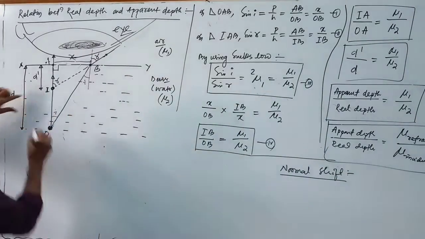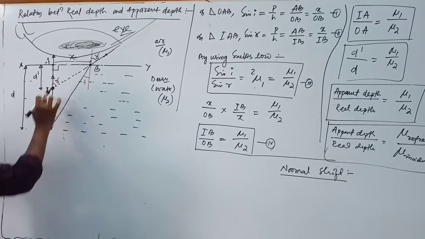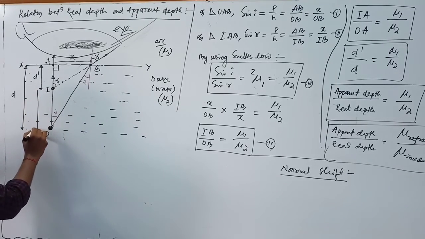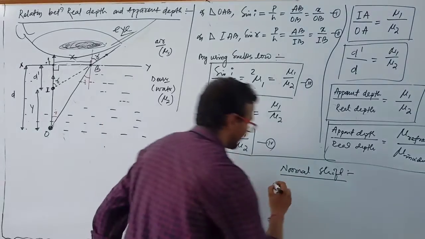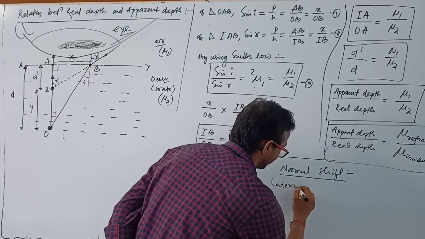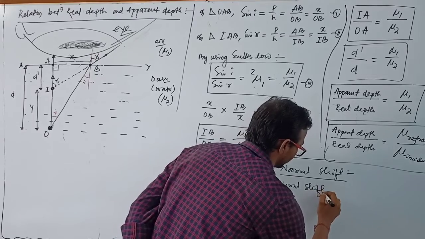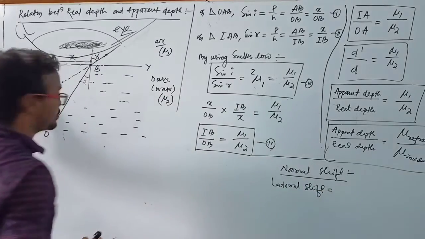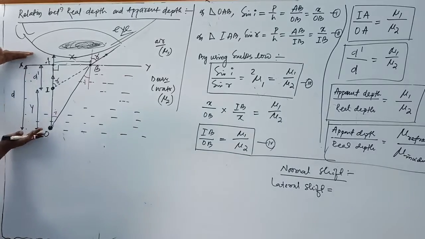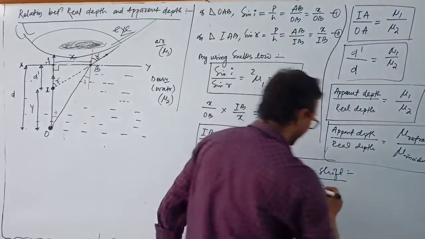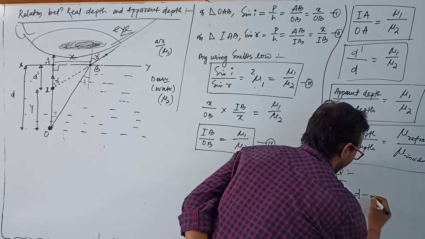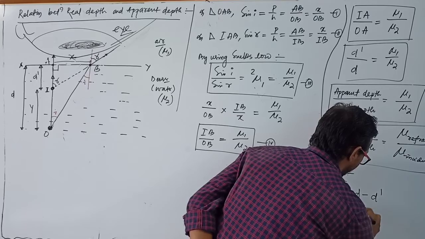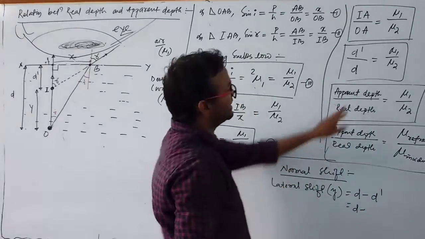Clear? And suppose this distance from I to O is y, and this distance is known as the lateral shift. Here the lateral shift, which is equal to this distance y, is equal to the total distance minus d dash. So you can write the lateral shift y equal to d minus d dash, and d minus the value of d dash. This is the relation.